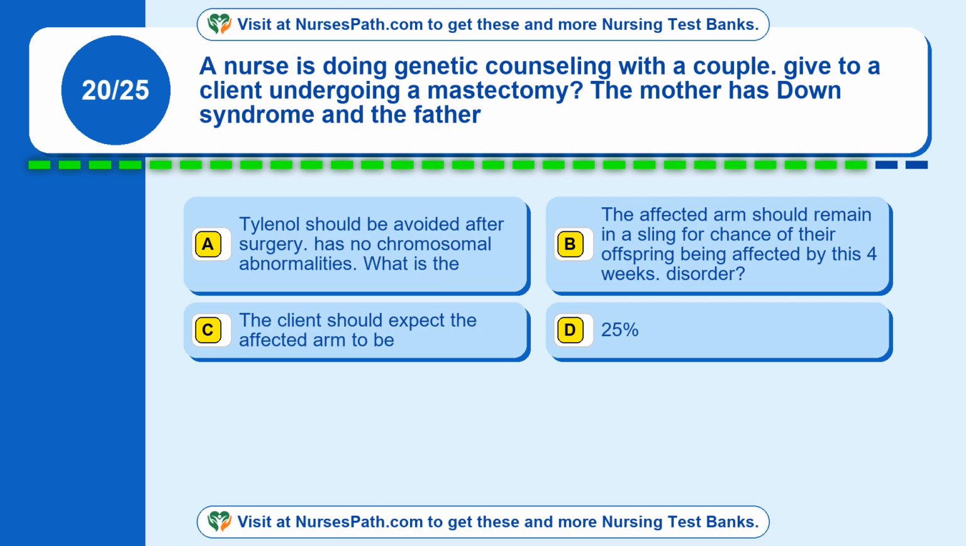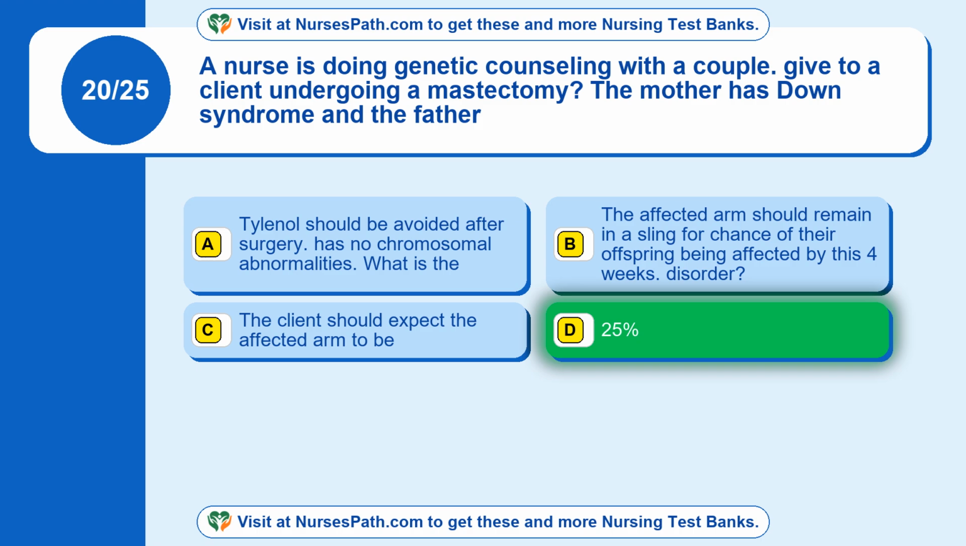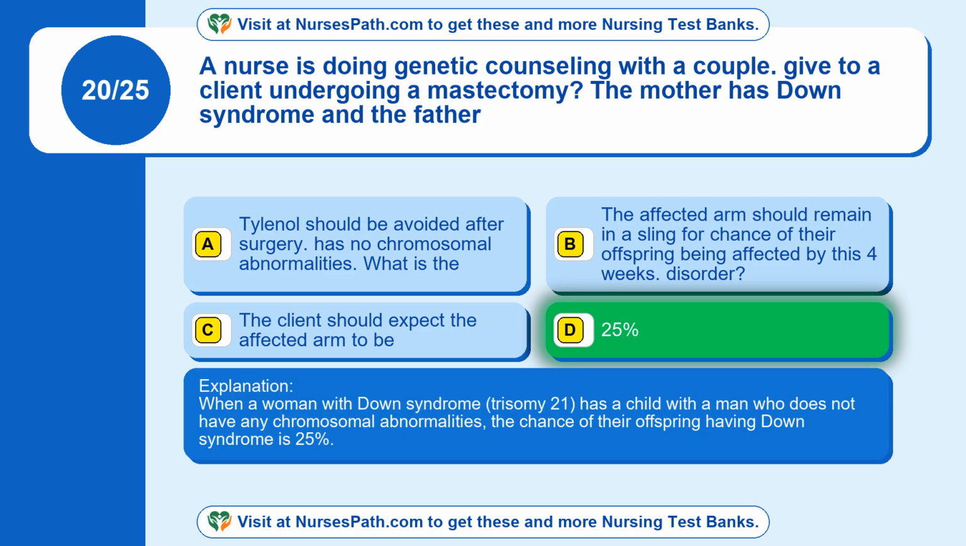Question 20. A nurse is doing genetic counseling with a couple. The mother has Down syndrome and the father has no chromosomal abnormalities. What is the chance of their offspring being affected by this disorder? Option D. 25%. The correct answer is option D. When a woman with Down syndrome, trisomy 21, has a child with a man who does not have any chromosomal abnormalities, the chance of their offspring having Down syndrome is 25%.